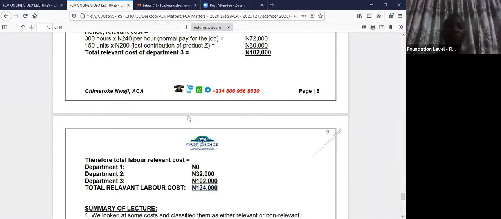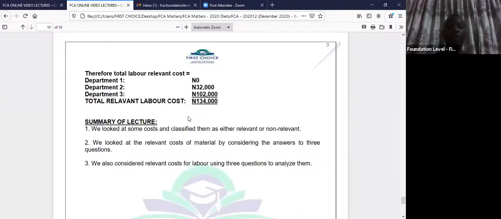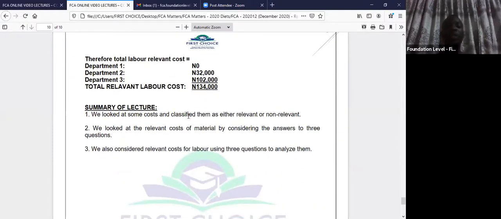Now, so far, so good. We've done relevant costs. We've seen some that are relevant, some that are non-relevant, and how you can know them. We've looked at relevant cost of material. We've answered 3 questions to analyze them. Relevant cost of labor, 3 questions to analyze them.